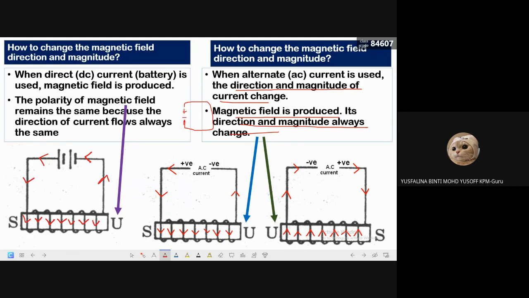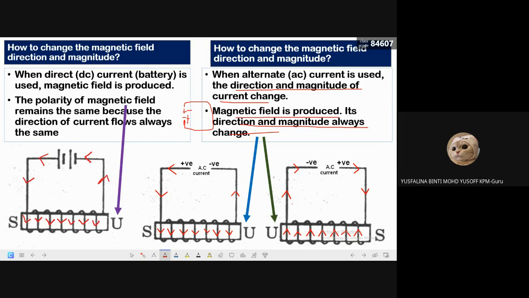The first cycle must go from positive to negative. Then it will change: positive here, negative here, so it goes back in the opposite way. So there is a change, right? Sometimes clockwise, sometimes anti-clockwise. That's why we use it in a transformer.